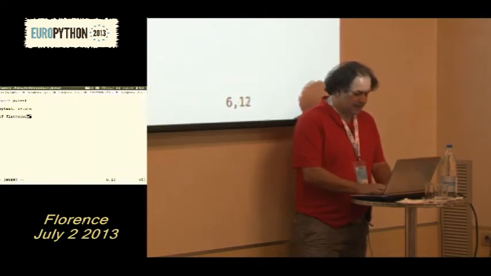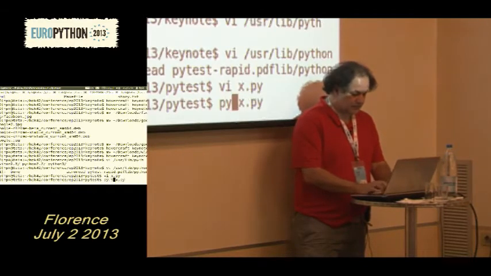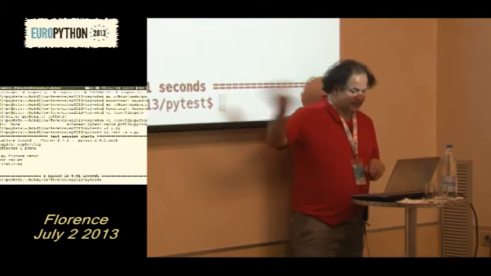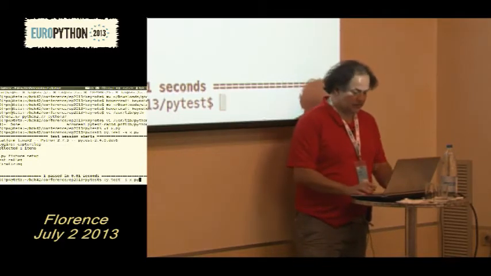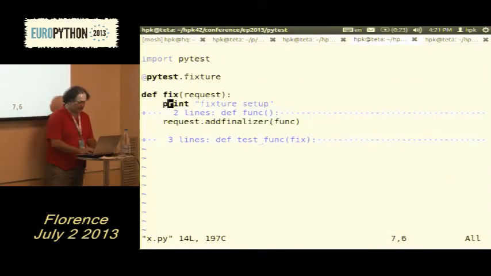So yes, if I have a fixture like this, then I can just say request add finalizer, some function, and this function can say finalizing. And then I have a test function that uses the fixture and says test called, and here I say fixture setup, and then if I run that, it's like this: fixture setup, test called, finalizing. So that's very much at the top of the documentation. I'm sorry I missed that slide here somehow.